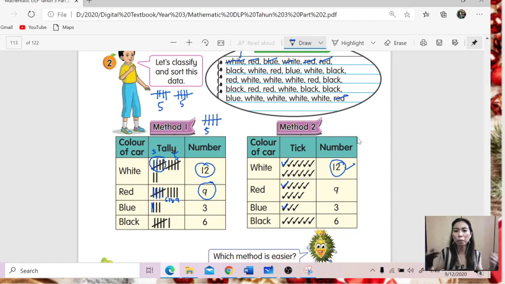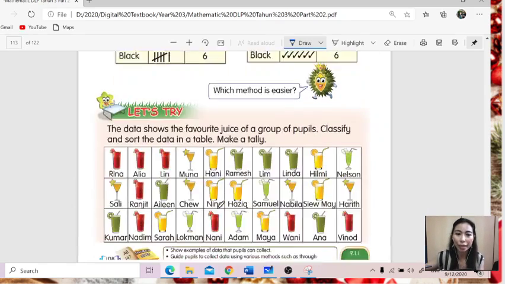So which method is easier for you to finish? Maybe it's faster for you to get your data. For Teacher Stella personally, I love the tally method because it's easy for me to know the number. It's easy for me to count because I know once it's locked, it's 5. So I don't need to go back to the basics from 1. I can count by 5. Yeah, so let's try.